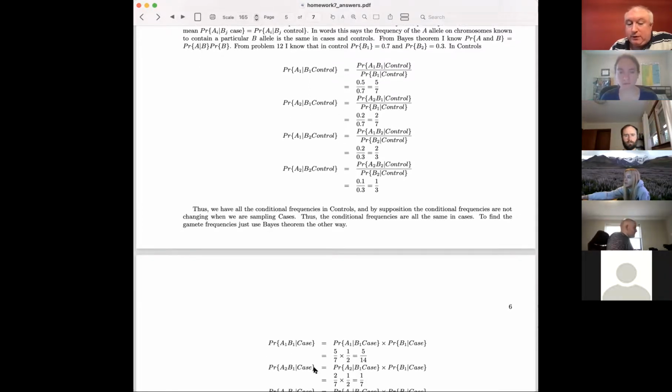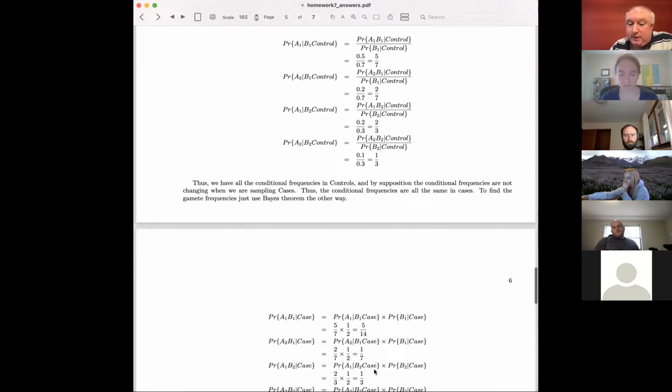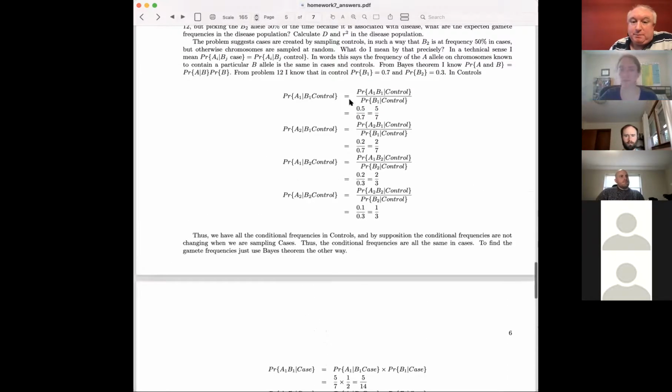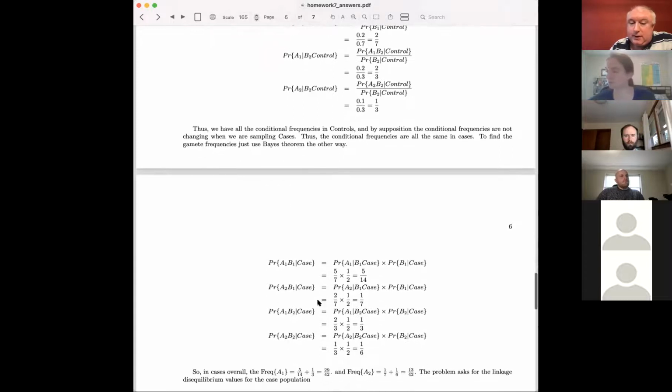We end up with a frequency of this haplotype being 1/7, this one being 1/3, and this one being 1/6. So now we have the frequency of all the haplotypes in controls, which were given to us, and all the frequencies of the haplotypes in cases, which we've just worked out.